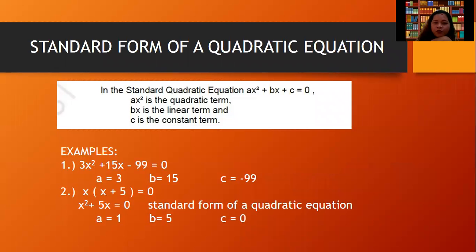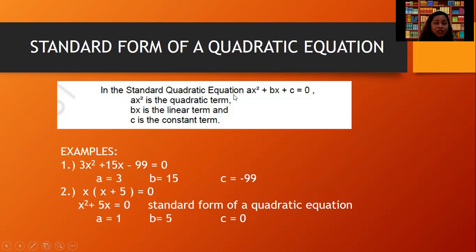So the standard form of a quadratic equation is ax squared plus bx plus c is equal to 0. Again, where ax squared is our quadratic term, our bx is our linear term, and c again is our constant term. So example, given 3x squared plus 15x minus 99 is equal to 0. In here, you are going to find a, b, and c.